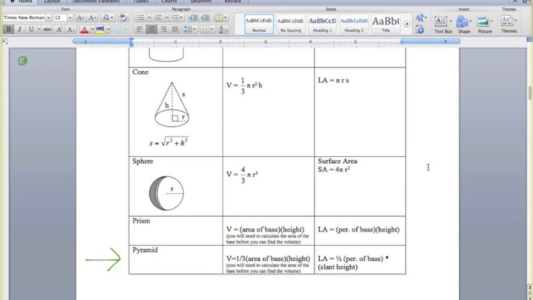Okay, so for the volume, it is 1/3 the area of the base times the height. This formula is very similar to that of a prism that we talked about in the last lesson. In the last lesson, the volume of a prism is the area of the base times the height. So the only difference here is this 1/3.